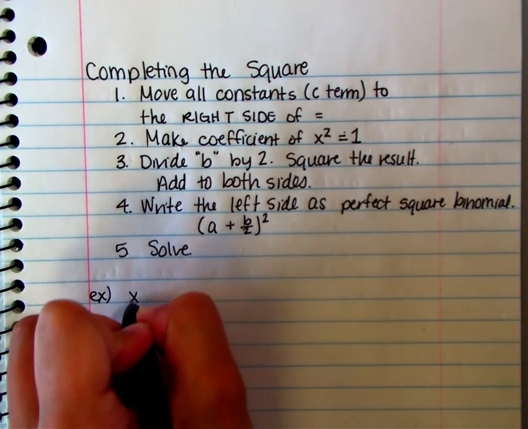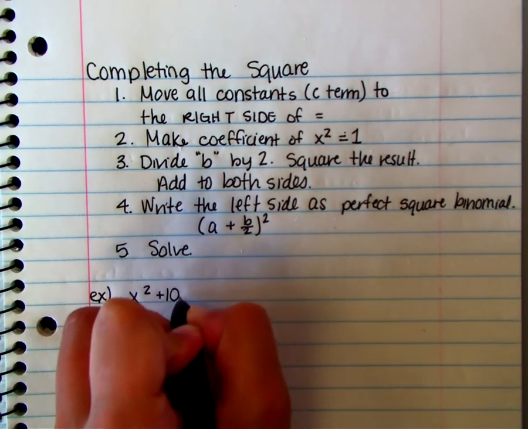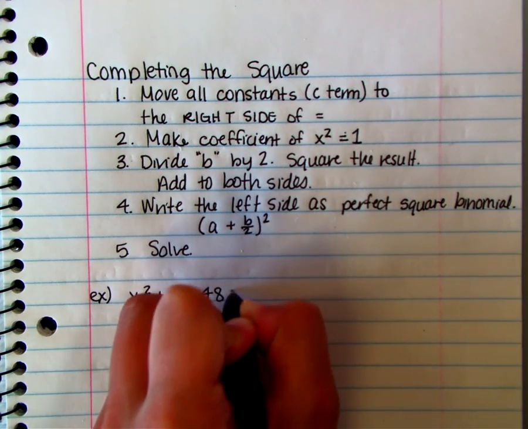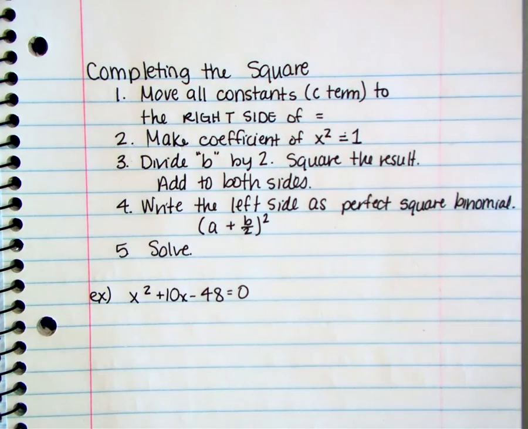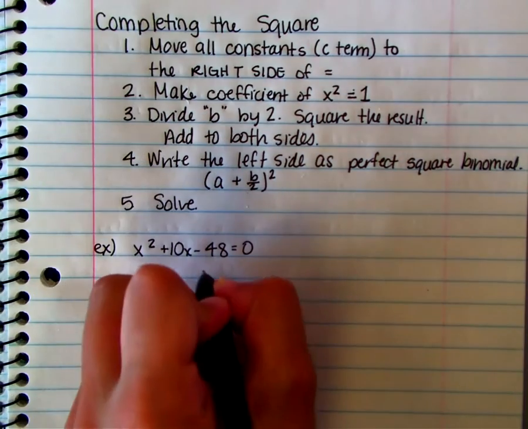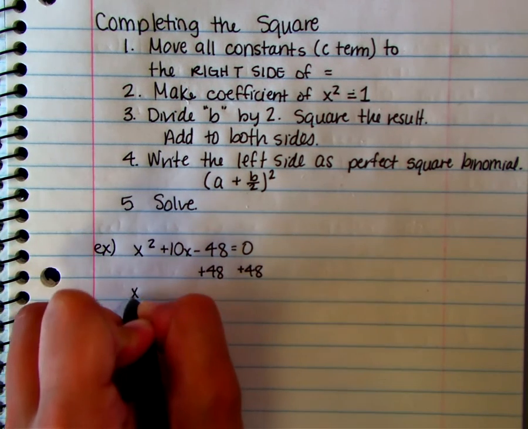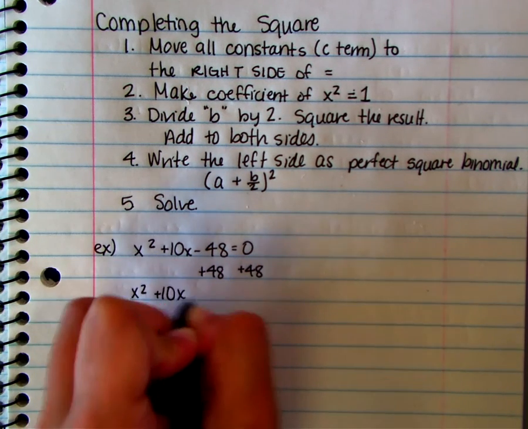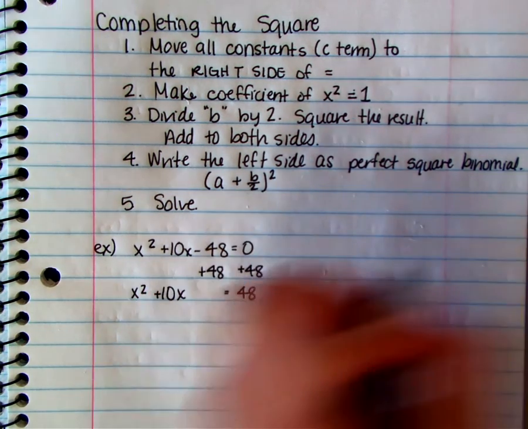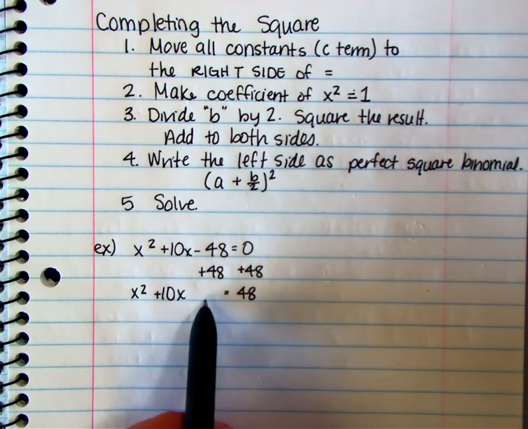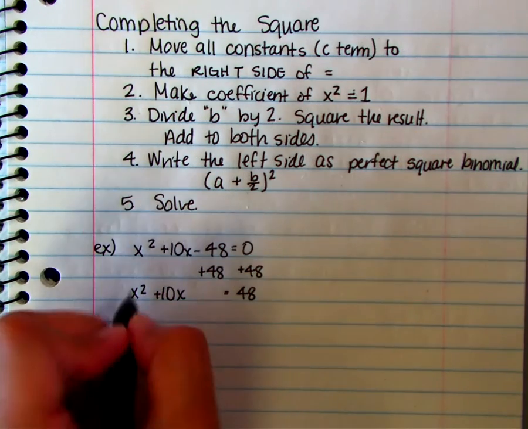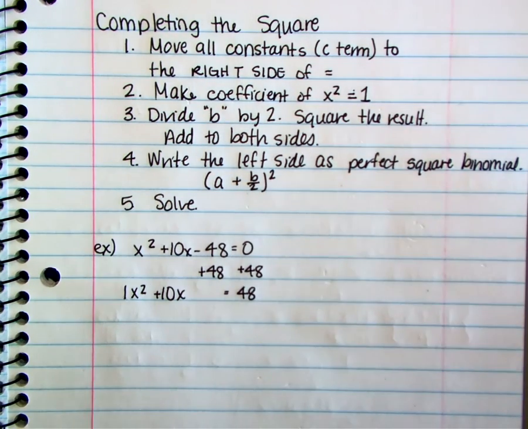The first one is x squared plus 10x minus 48 equals 0. Following those steps, step 1 says to move all constants to the right side of the equal sign. So we'll do that. We'll add 48 to both sides. Okay, the next step says to make sure the coefficient of x squared is 1. Well, my coefficient over here is 1, so we're good to go.